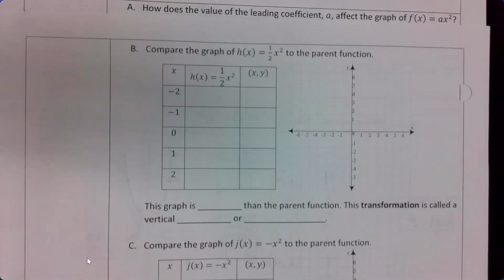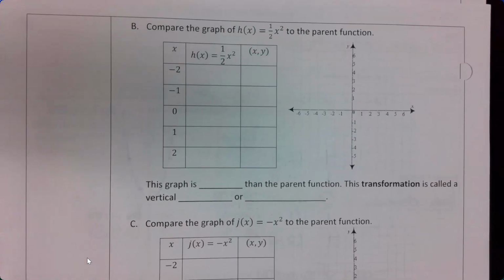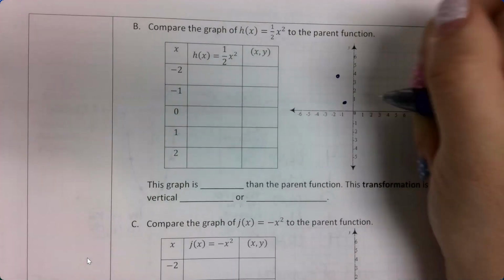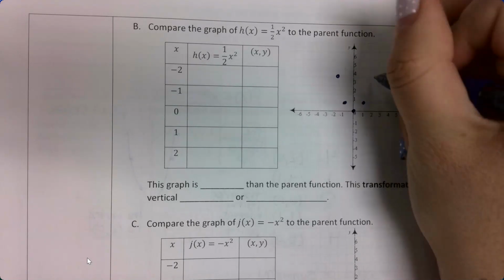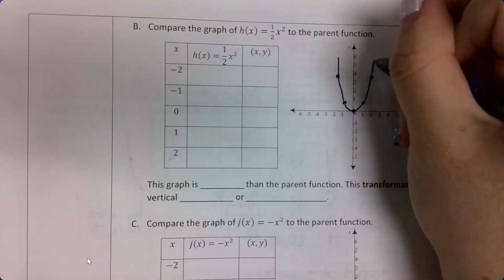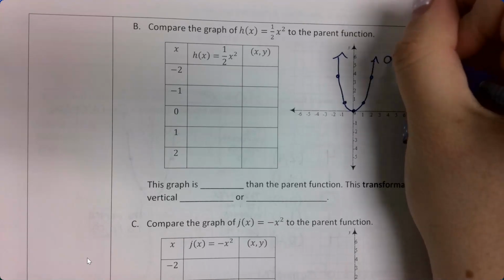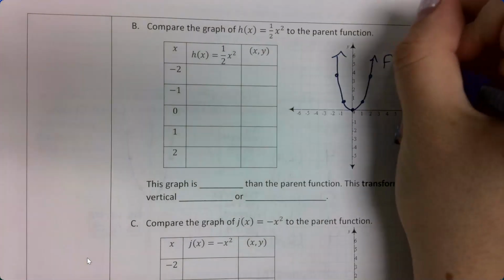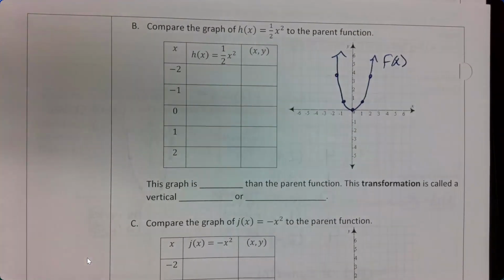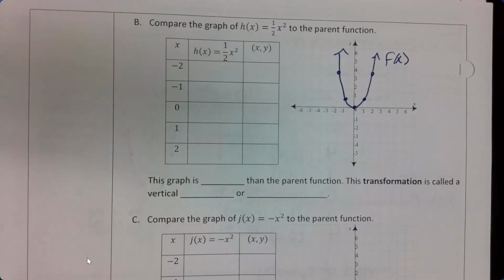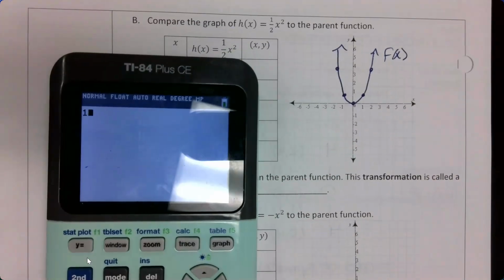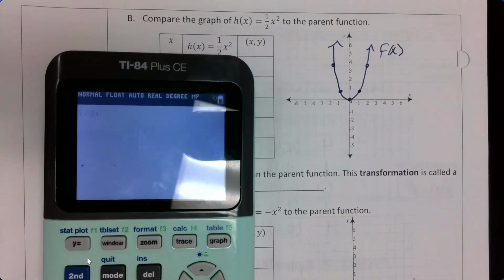So on the back side, this one again wants me to compare it to the parent function, so I'm going to start off by graphing that parent function. So that's negative 2, 4, negative 1, 1, 0, 0, 1, 1, 2, 4. Oh, parent function was called f of x. So then when I go to plug my points into my calculator here, I'm going to do 1 divided by 2, and then parentheses negative 2 squared. So that gives me 2.